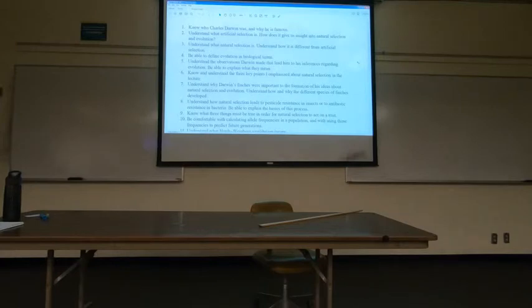Okay, number 5, understand the observations Darwin made that led him to his inferences regarding evolution and be able to explain what they mean. So what was that first observation? Yeah, you're referring to the plants or the birds? So I'm referring to life in general.